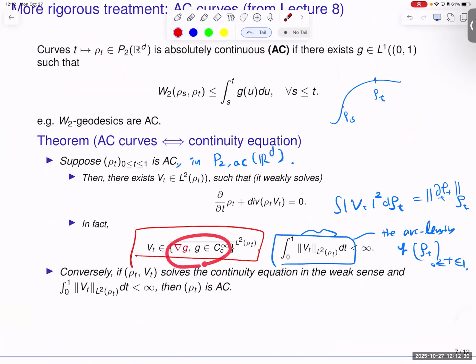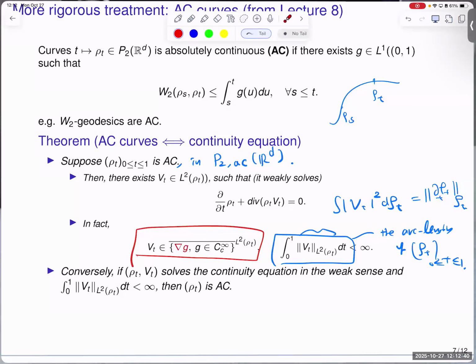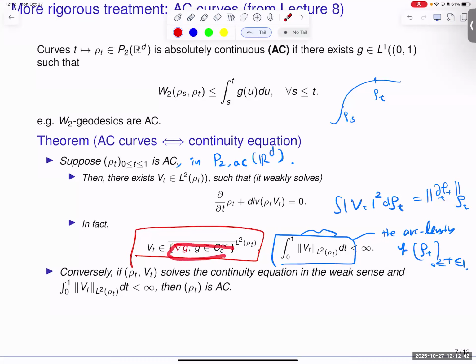So basically, this just means Vt is some kind of gradient of some function. But more precisely, it is something approximated by the gradient of smooth functions, but that approximation is good in this L2 rho t sense.